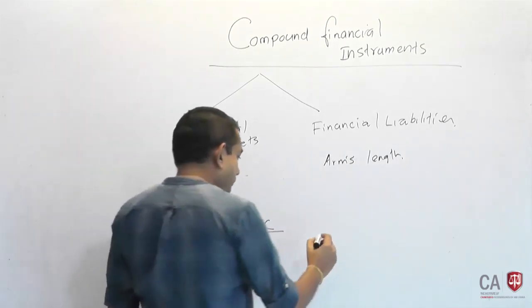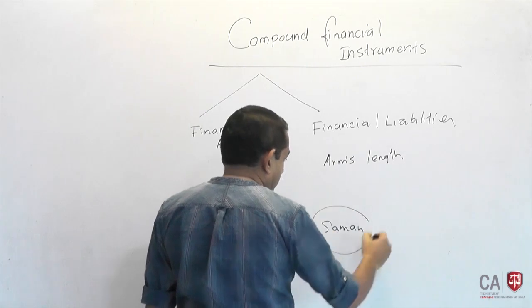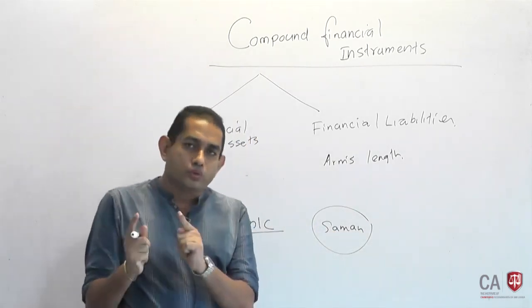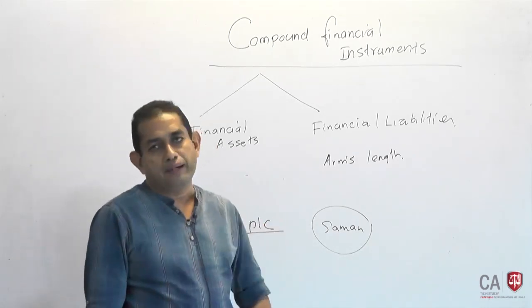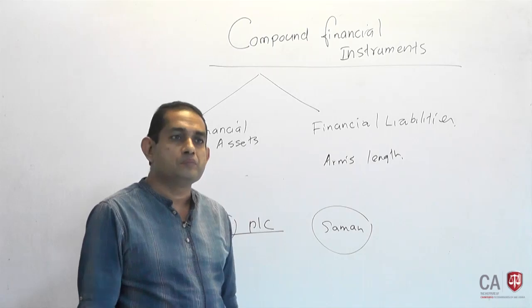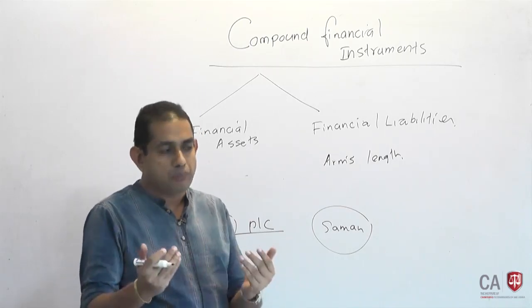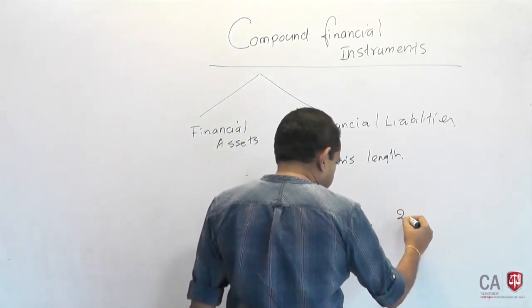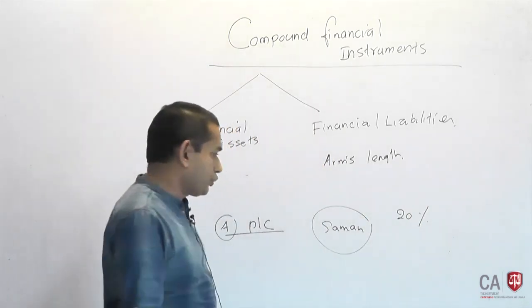There is a boy working in the company, Saman, and he wanted a loan. He walked into a nearby bank, met the bank manager and discussed the loan. The bank manager explained everything, and he said the interest rates nowadays are pretty high, so 20%.